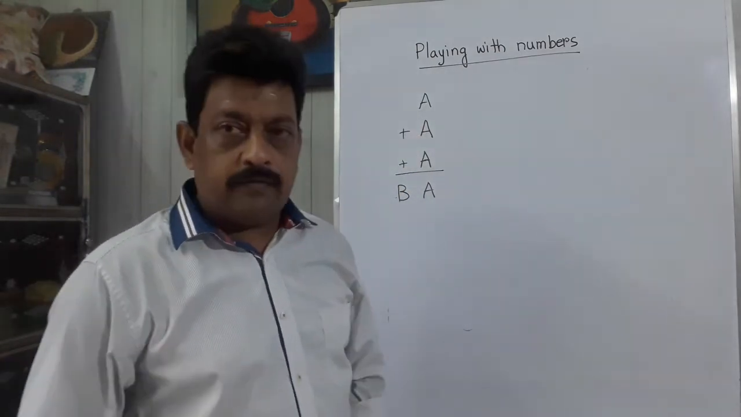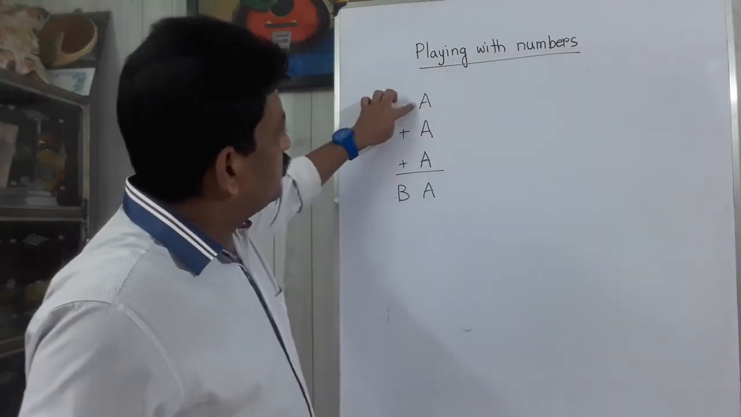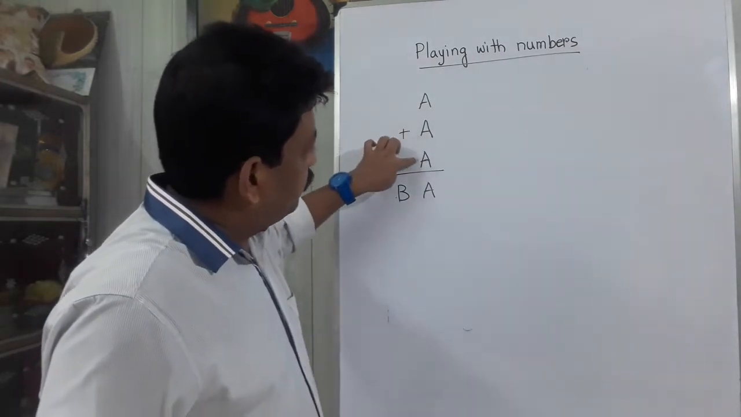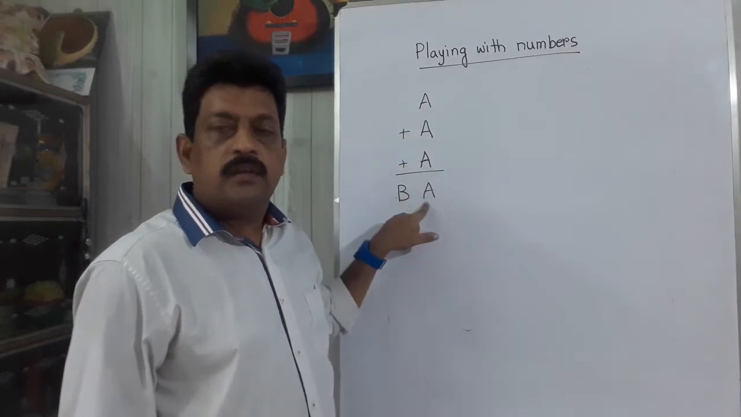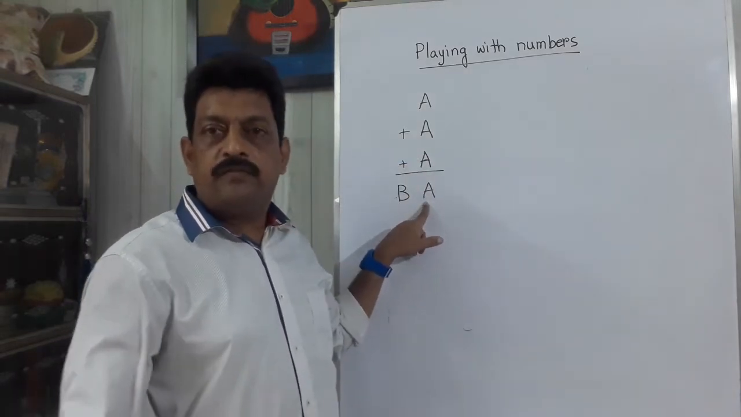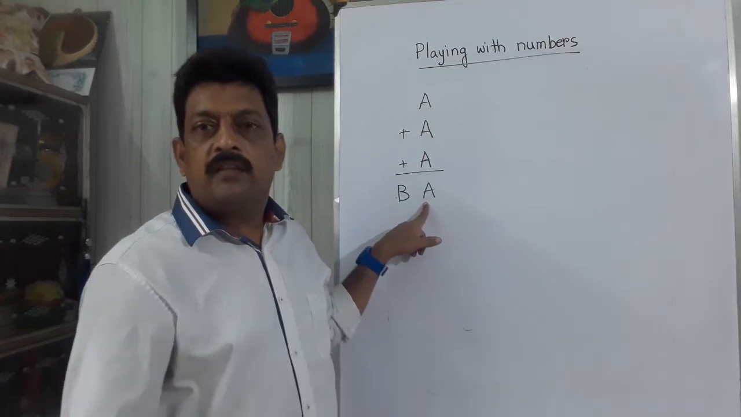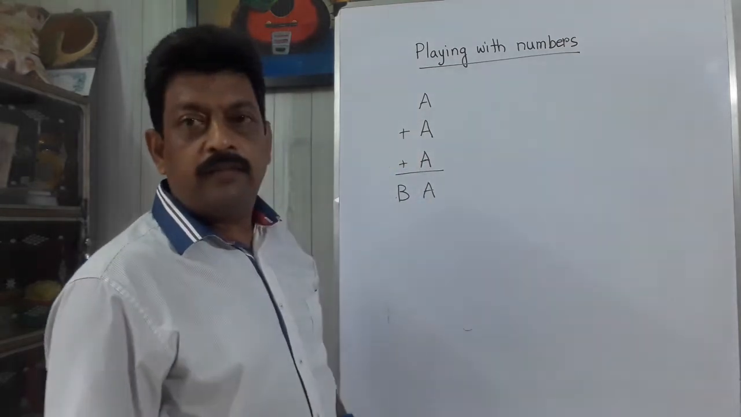Now let me put 5. So 5 plus 5 is 10, 10 plus 5 is 15. 15 is there, and at the unit place 5 is there in 15. So naturally the answer is A is 5.